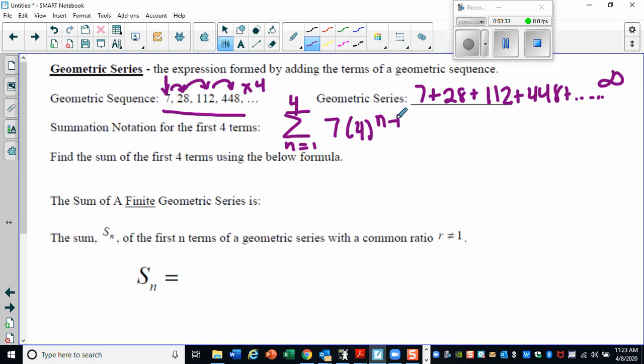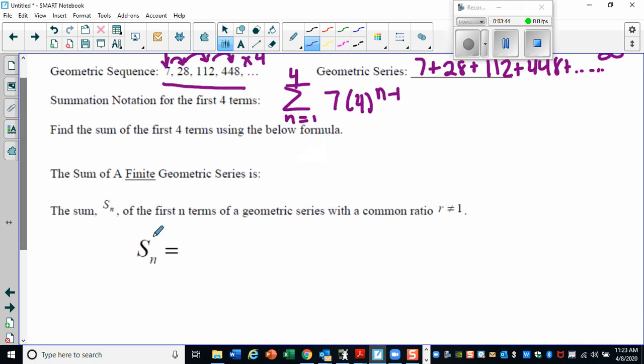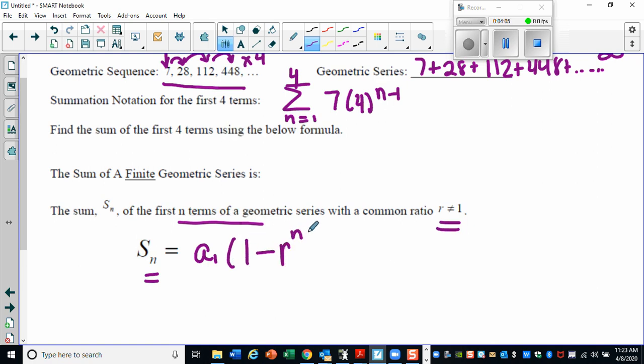Okay, so now what we're going to do is find the sum of the first 4 terms using our formula for a finite geometric series. So the sum of the first n terms of a geometric series with a common ratio not equal to 1, okay, so that's just telling us that our ratio is bigger than 1 or smaller than 1, is: n, remember, that's how many terms you're adding. It's going to be your first term. This is the one that's a little bit ugly. So it's 1 minus your ratio all raised to the n.